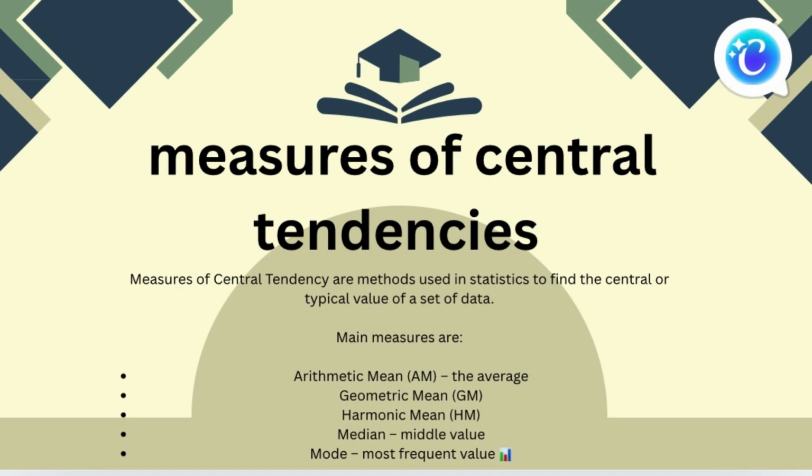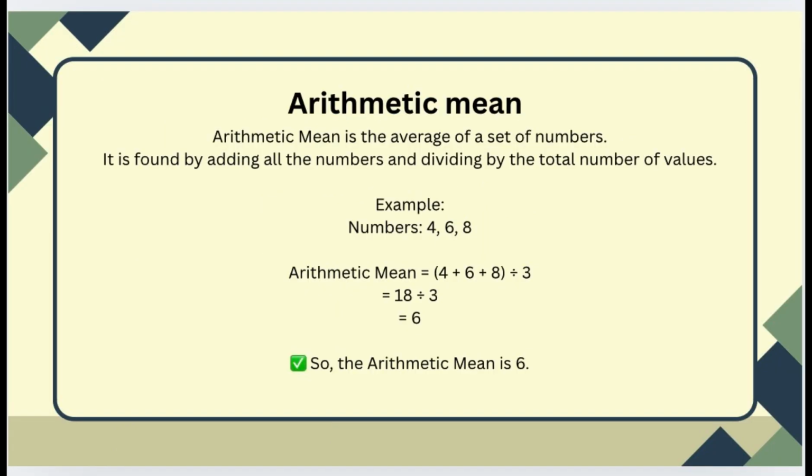The major measures of central tendency include mean, median, mode, harmonic mean, and geometric mean. So first, let us look at arithmetic mean. Arithmetic mean is commonly known as the average. It is calculated by adding all the values and dividing the sum by the total number of values. For example, if the numbers are 4, 6 and 8, we first add them. 4 plus 6 plus 8 is equal to 18. Then we divide by the number of values, which is 3. So 18 divided by 3 equals 6. Therefore, the arithmetic mean is 6.